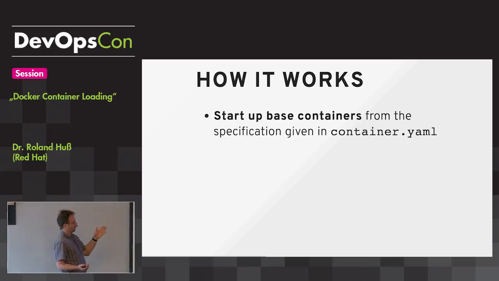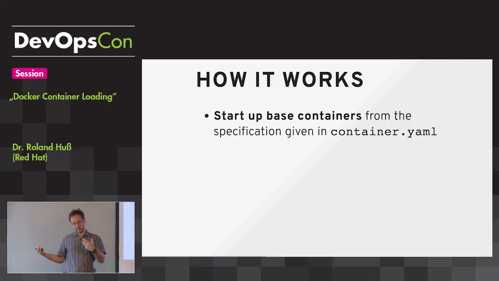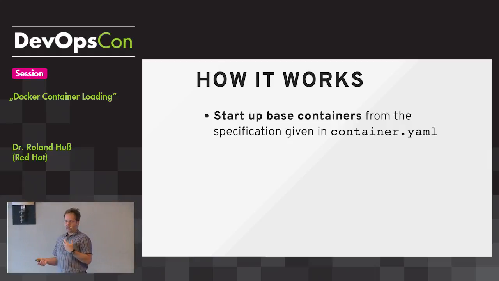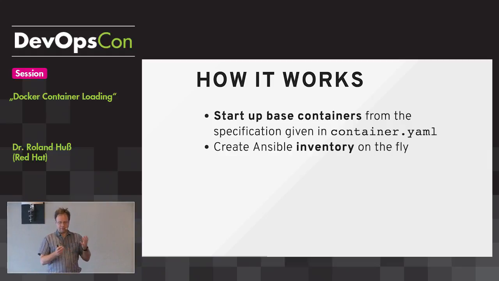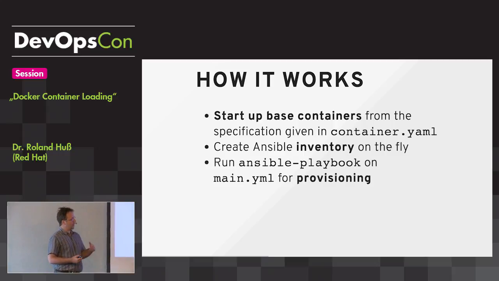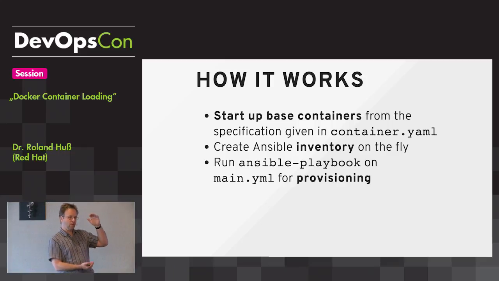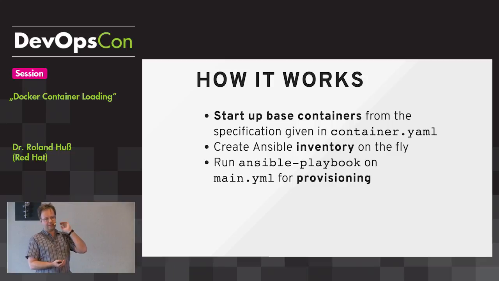So now maybe a little bit better how it works. First of all, Ansible container starts up the base containers. These are the containers defined in this container.yml file. Then it creates on the fly an inventory with these host names, Django and Postgres in our example here. Then it runs ansible-playbook, which is the Ansible command line tool for provisioning, on these already running containers. And the nice thing is it does not do it via SSH, which you would normally do with Ansible, but it uses docker exec and docker copy to get into the containers. So there's a dedicated Ansible connector, which can be used for going into the containers without leaving any trace afterwards.